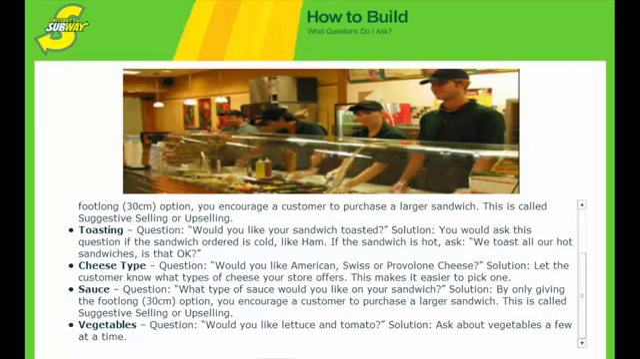Sauce. Question: What type of sauce would you like on your sandwich? Solution: By only giving the foot-long option, you encourage a customer to purchase a larger sandwich. This is called suggestive selling or upselling. Vegetables. Question: Would you like lettuce and tomato? Solution: Ask about vegetables a few at a time.